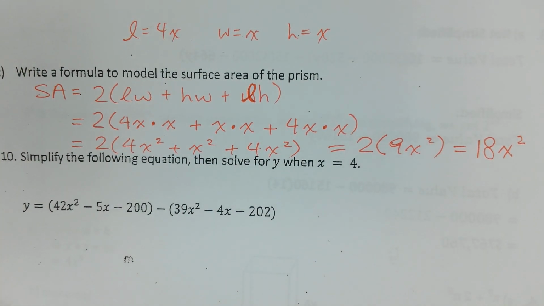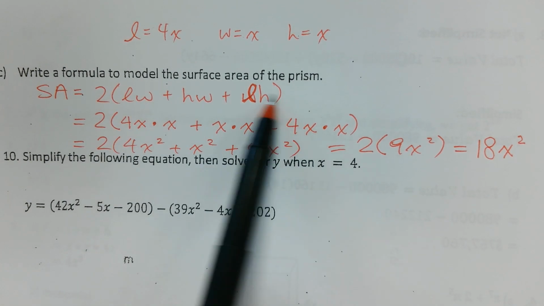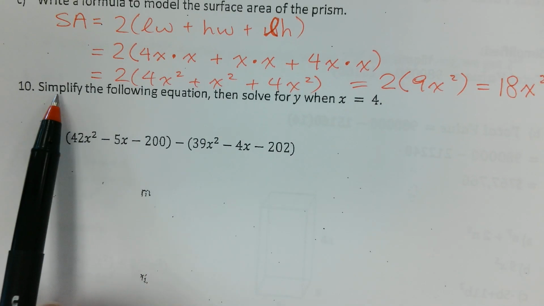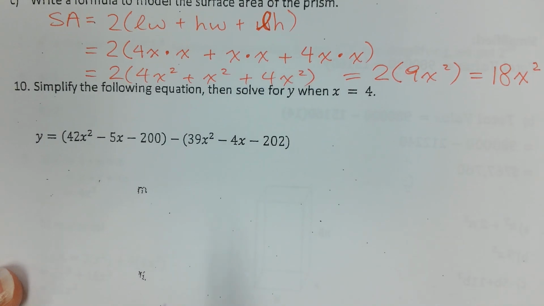All right. How many of you got the 18x squared? Okay, good. This was tricky, especially because I didn't give you this formula right here. Okay, but now that we did this one, does it look better? Okay, last question. Simplify the following equations that solve for y when x equals 4.